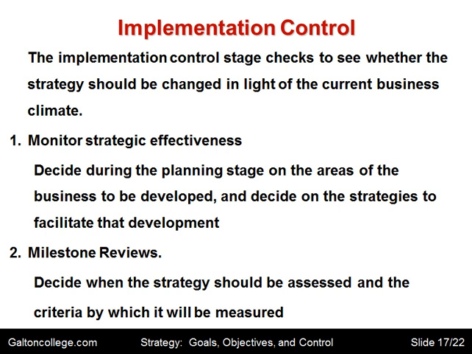What strategies are required? Now, it's a big task, it's a big issue, and it's really complicated because of what I've already said. The future is unpredictable to a large extent. However, in the implementation control, we could also have milestone reviews. Decide when the strategy should be assessed and the criteria by which it will be measured. So a milestone could be, let's say we're talking about a 10-year plan, where the strategy is to run over, let's say, 10 years. Well, there may be a milestone review in a year's time, another one in 2 years' time, and in 3 years' time, and so on, to see how far the business has moved towards where it wants to be.